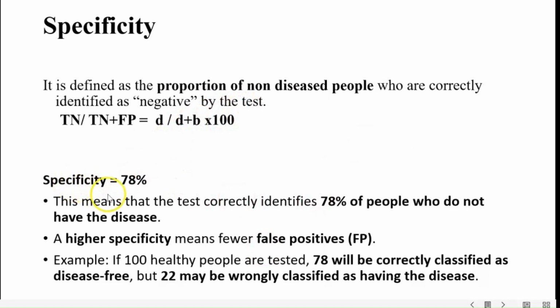For example, if the specificity is 78%, it means the test correctly identifies 78% of the people who do not have the disease. For example, if 100 healthy people are tested, 78 will be correctly identified as disease-free, but the 22 may be wrongly classified as having the disease.